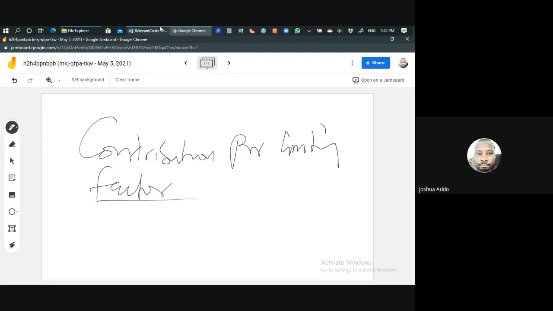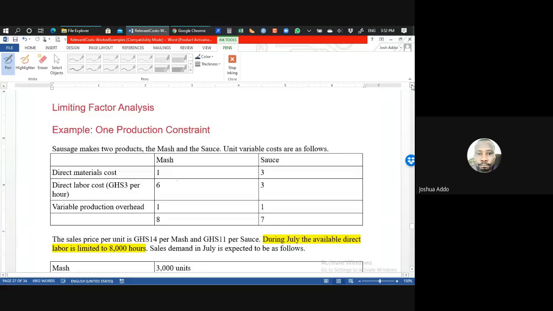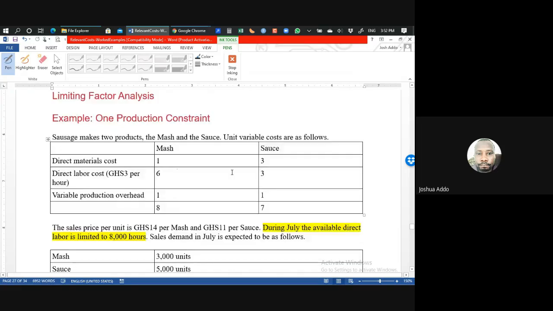So let's take an example to buttress this. We're going to run ourselves through this example. If you have any question, you can draw my attention. So this is limiting factor analysis, and specifically one production constraint, but multiple products. So in this case, we have two products, and there is one limiting factor. But let's read the question.